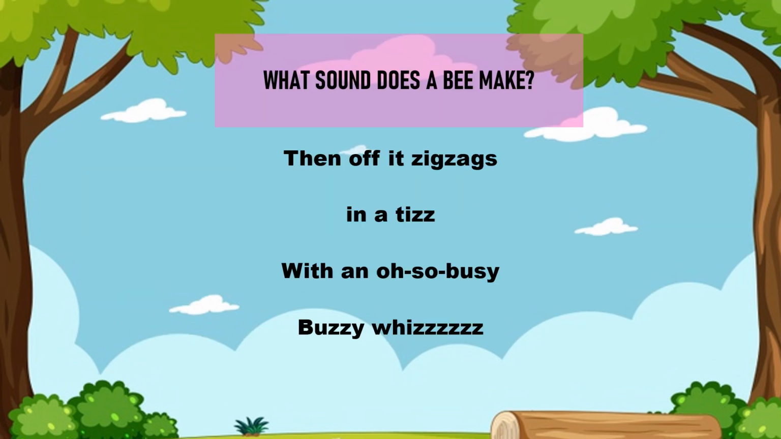Okay, so the last question is what sound does a bee make? So where can you find the answer for this question? Yes, it lies on the last stanza of the poem, which is then off it zigzags in a tease with an oh so busy wheeze. So we can find the sound of the bee on the last line in the last stanza. So the sound of the bee is buzz. Okay?